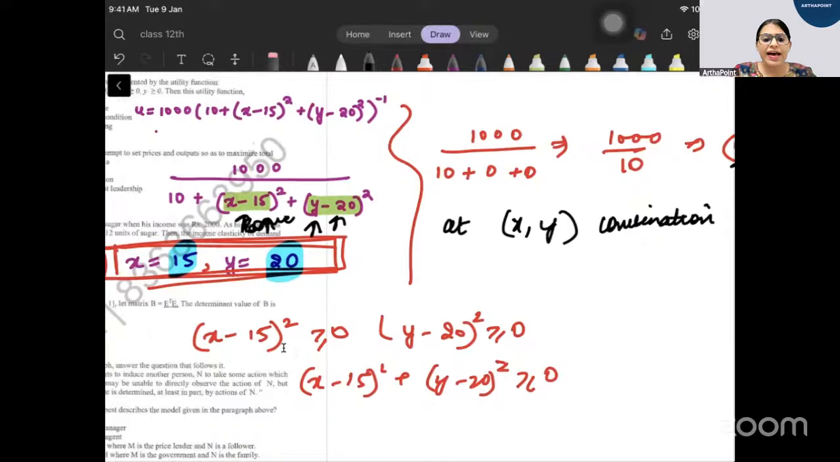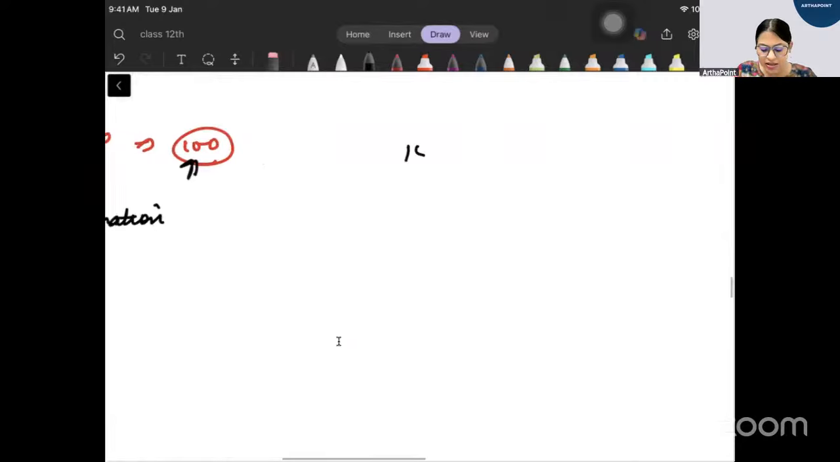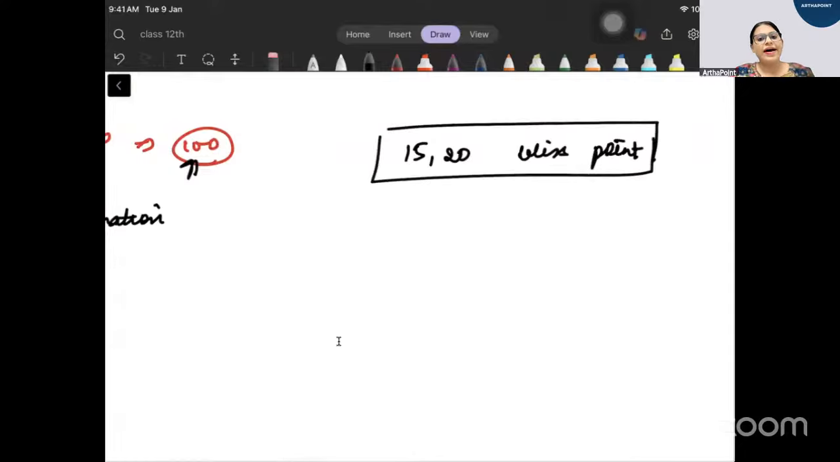So we can go ahead and we can say that in a way, ये जो हमारा 15, 20 है, this is a bliss point for us. I hope this is clear to all of you. 15, 20 becomes a bliss point for all of us. उसके अलावा you pick up any point, आप कोई भी और point उठाओगे, your utility is going to go ahead and fall.